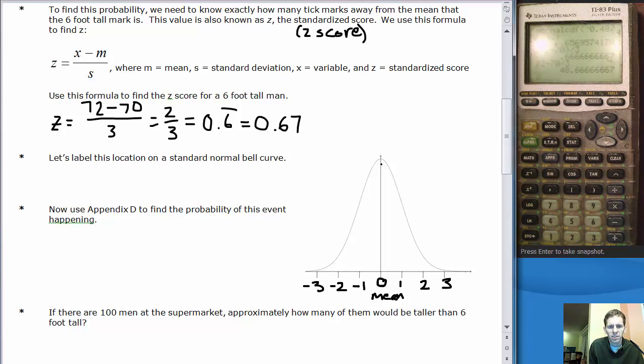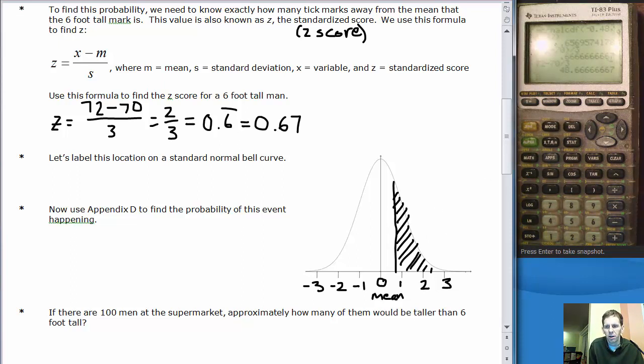0.67 is between 0 and 1. Obviously, it's a little bit closer to 1 than it is to 0. So here's where 0.67 is located, and we're looking for this region here. Once we find this standardized score, we can use our tables that we used the other day to figure out what percent of the graph has been shaded in here.